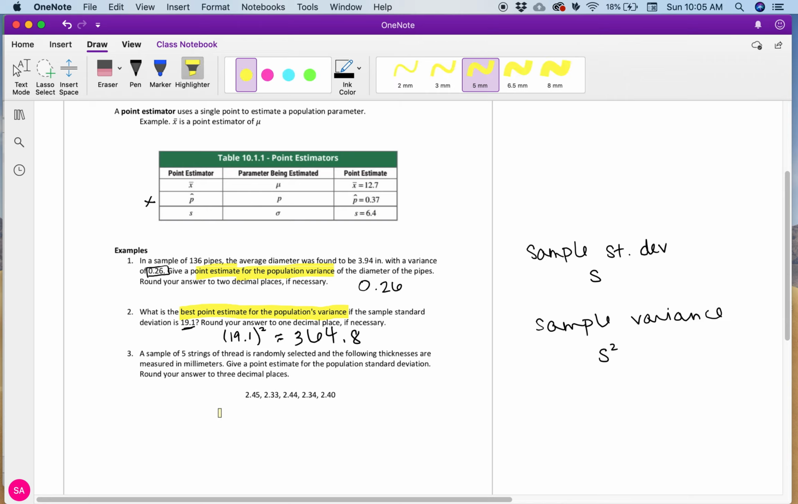All right, one more. A sample of 5 strings of thread is randomly selected, and the following thicknesses are measured in millimeters. Give a point estimate for the population standard deviation. Round your answer to 3 decimal places. Okay, so now they're giving us some data, and we have to figure out the sample standard deviation, right? This is the sample data. So we can find the sample standard deviation, and from there we can use that as a point estimate for the population standard deviation. So here you're going to have to use Excel.